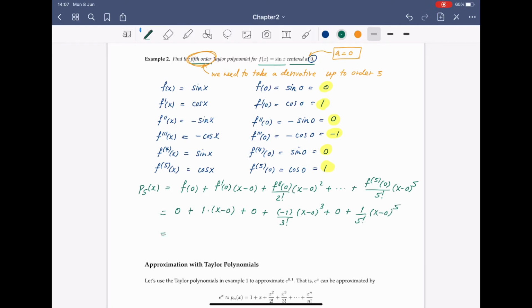So after you simplify it, you're going to get x minus x cubed over 3 factorial plus x to the fifth power over 5 factorial. So this is called the Taylor polynomial of order 5 for f(x) equal to sin x centered at 0.